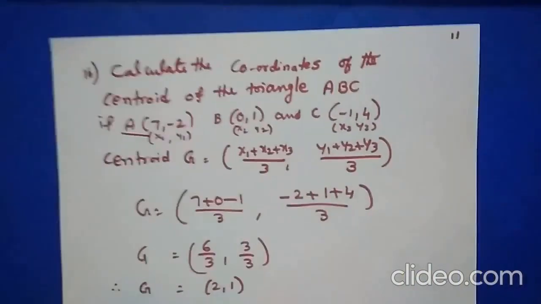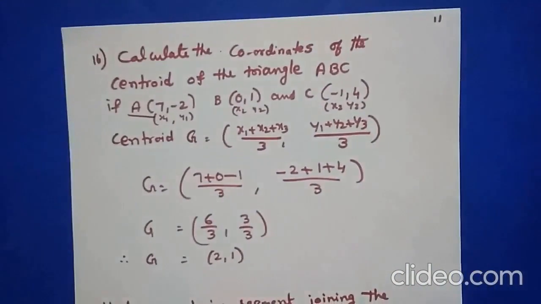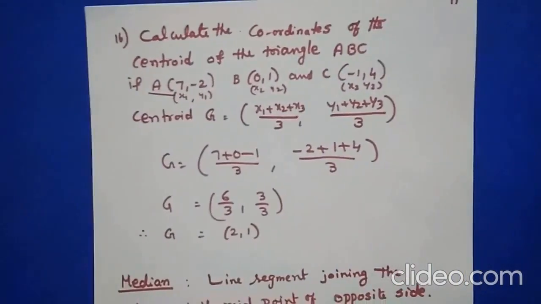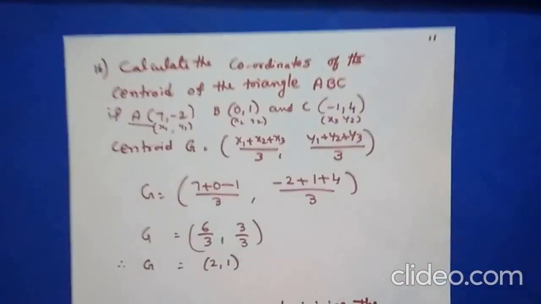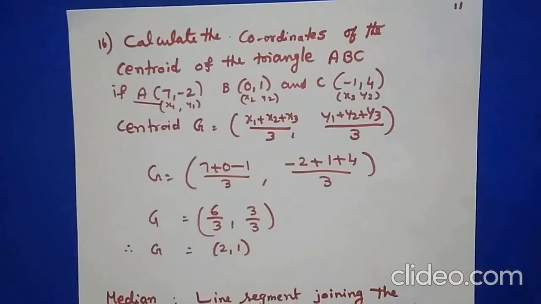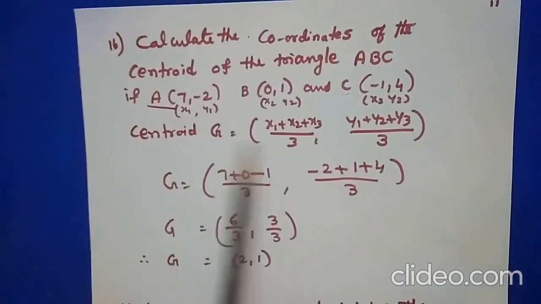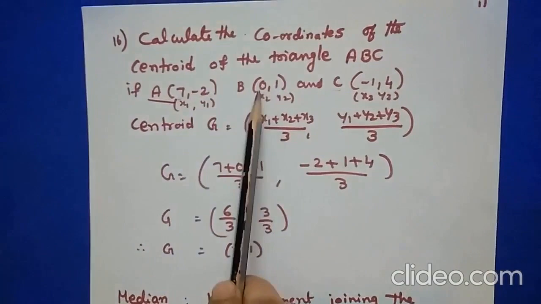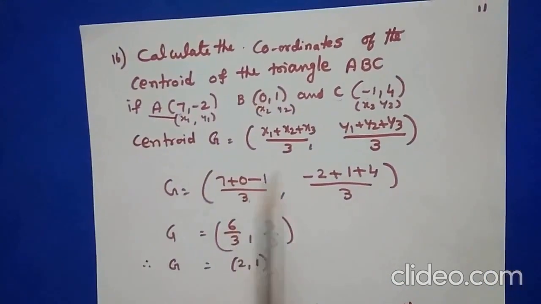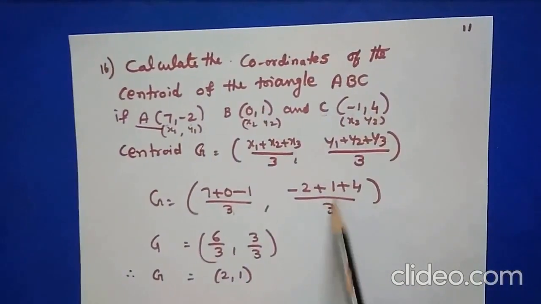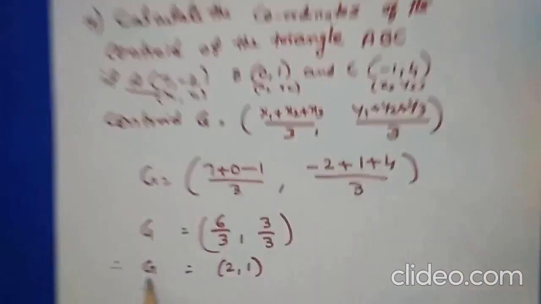Now, 16th question. Calculate the coordinate of the centroid of the triangle ABC. What is a centroid? The concurrent point of the medians is the centroid, and it is represented by G. The formula is (x1 plus x2 plus x3) by 3, (y1 plus y2 plus y3) by 3. The coordinates of A, B, C are given. So apply the formula. First one, 7 is x1, 0 is x2 and -1 is x3. So, (7 plus 0 minus 1) by 3. Y coordinate, (-2 plus 1 plus 4) by 3. 6 by 3, 3 by 3, that is 2, 1. This is the coordinate point of the centroid G.